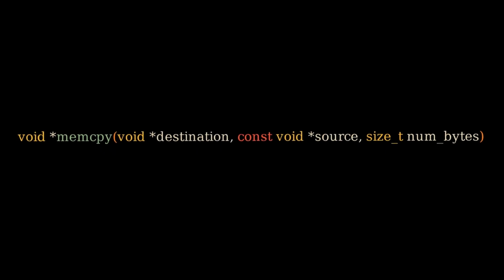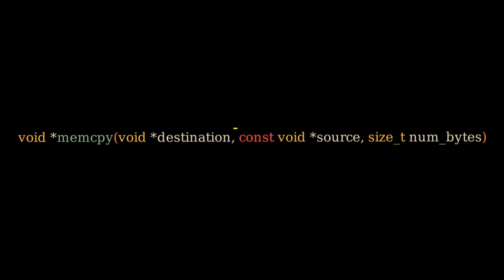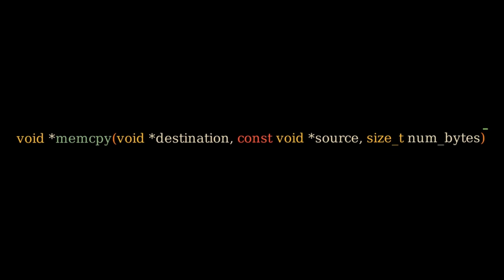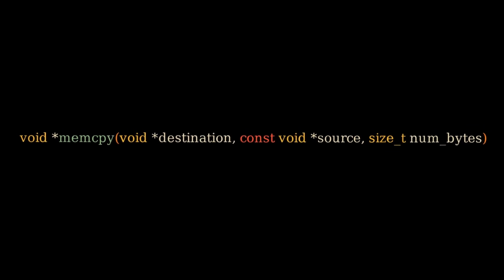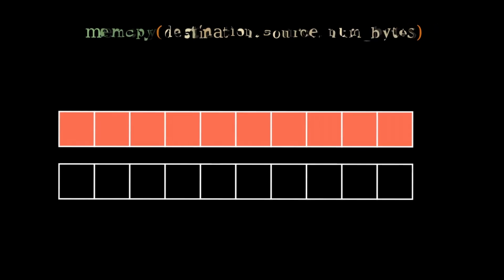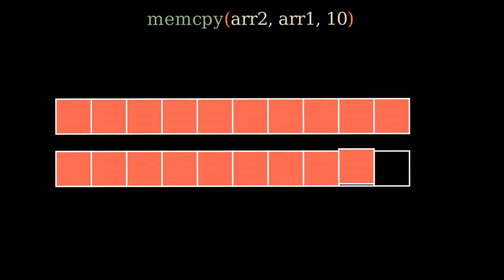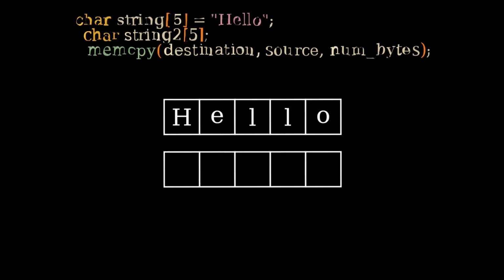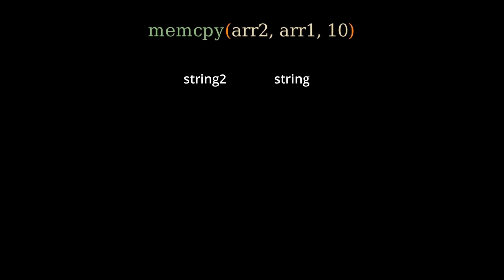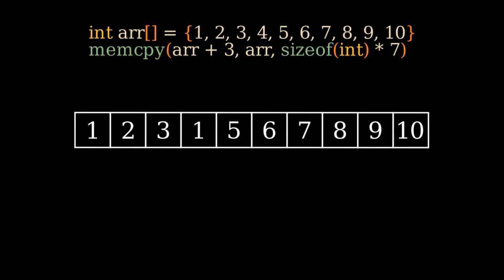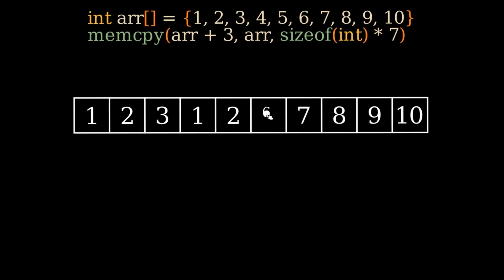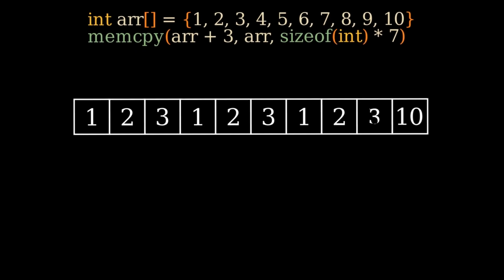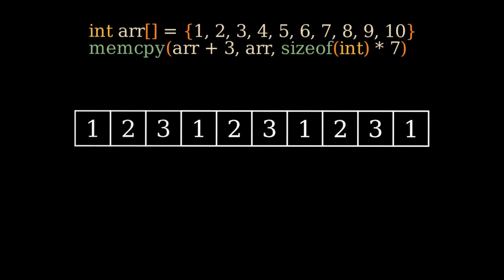memcpy, or memory copy, takes in the destination memory block, where the data will be copied to, the source memory block, where the data is copied from, as well as the number of bytes to copy. This function allows copying data between different memory regions, including arrays and strings. However, caution is needed when copying within the same memory block, as memcpy does not handle overlapping memory safely. If the source and destination regions overlap, it may corrupt the data, leading to unexpected behavior.